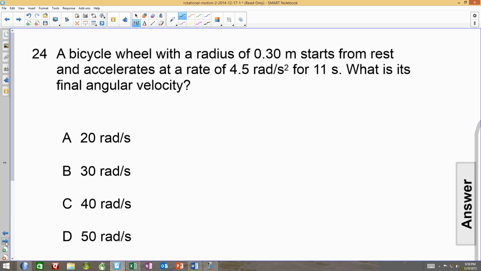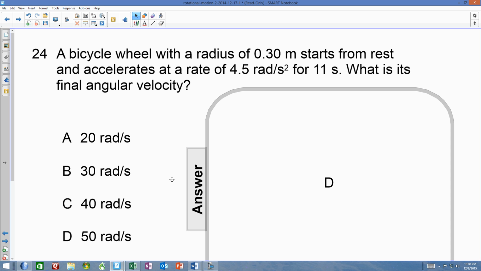A bicycle wheel with a radius of 0.30 meters starts from rest and accelerates at a rate of 4.5 radians per second squared for 11 seconds. What is its final angular velocity? Go ahead and pause the video, look at the equations we just went over, and see if you can solve the answer. Okay, let's see if you got it. The correct answer is D, 50 radians per second.